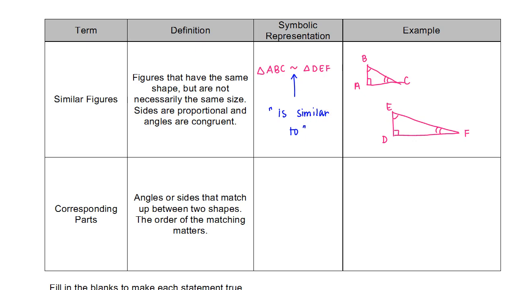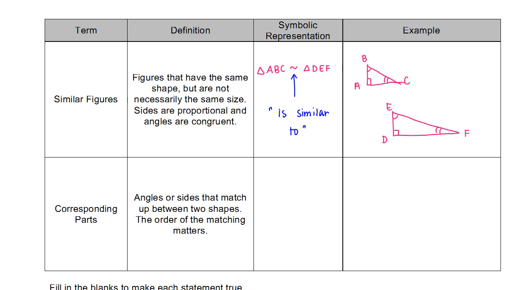A and D are both 90 degrees. B and E, we don't know their measure, but because they each have a single arc, we know that they're congruent. And C and F, we don't know their measure, but because they have a double arc, we know that they're congruent. So these are similar figures. Same shape, different sizes. The corresponding parts we had some experience with on the previous page.